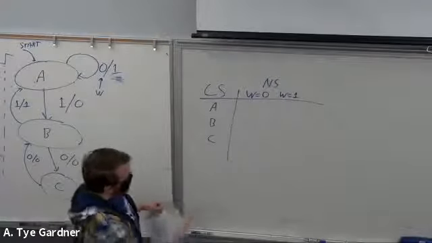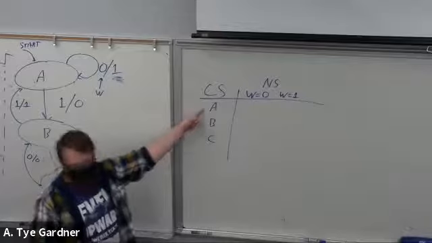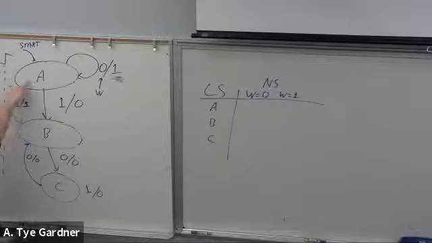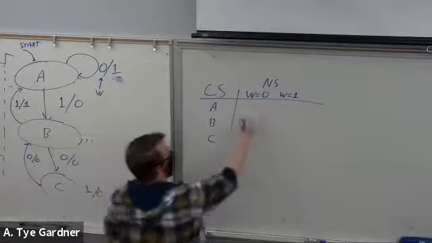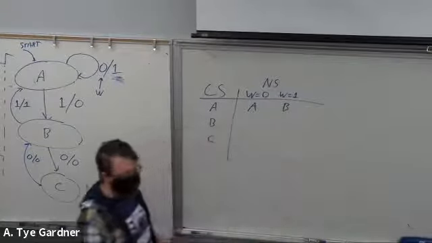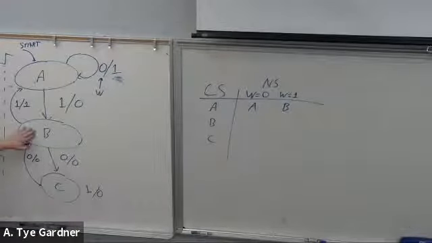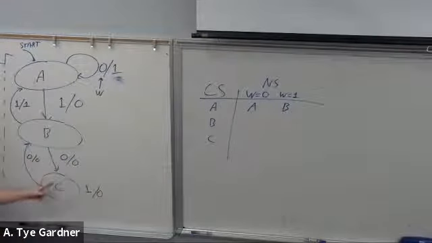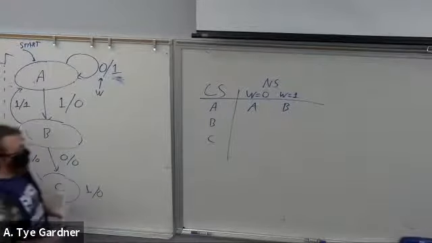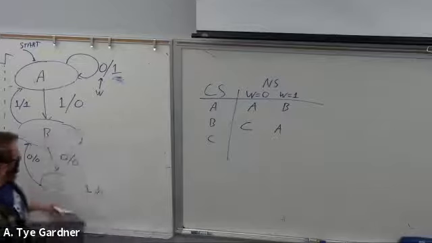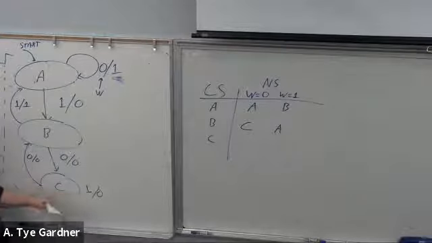So we can fill this out, right? So if I'm in state A and W is 0, I stay in A. But if W is 1, I go to B. Okay, similarly, if I'm currently in B and W is 0, I go to C, otherwise I go to A. If I'm in C and I get a 0, I go to B, otherwise stay in C.